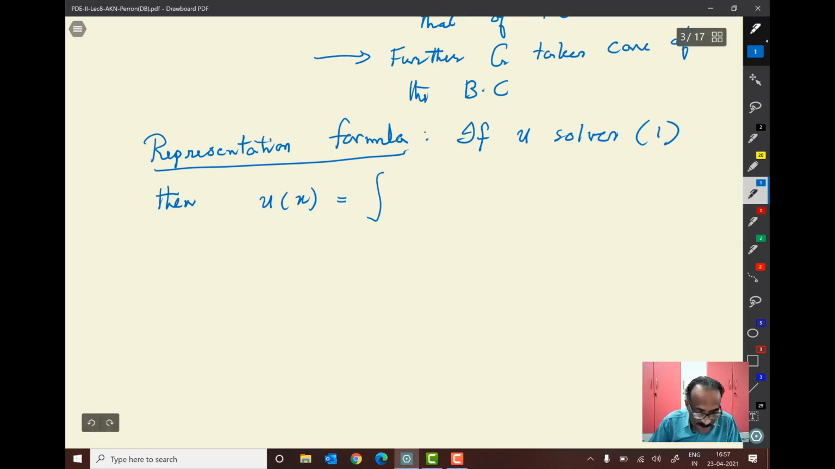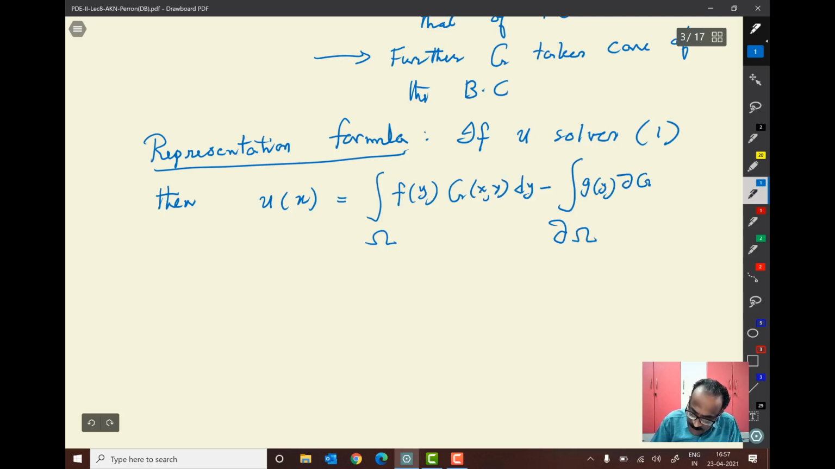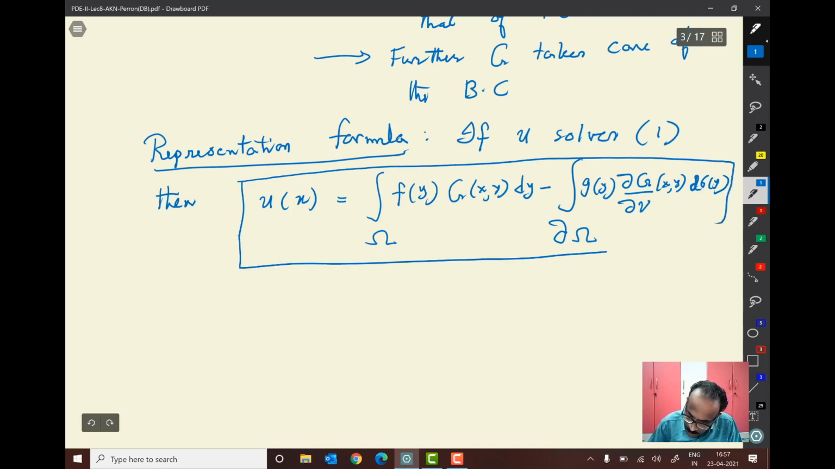u(x) has a representation: the integral over omega of f(y) G(x,y) dy, minus the integral over the boundary of omega of g(y) times dG by d nu, the normal derivative of G(x,y), integrated with respect to the surface measure. So you see, you have your representation formula here.